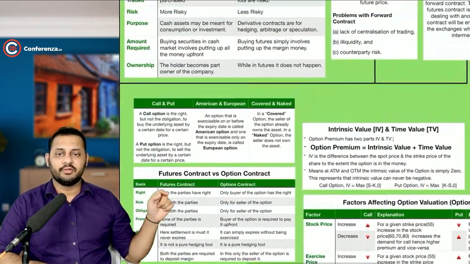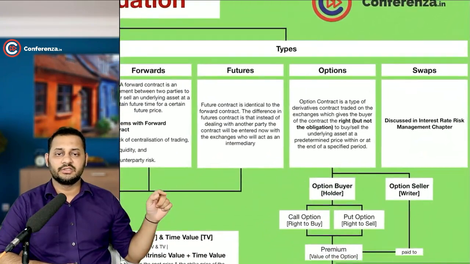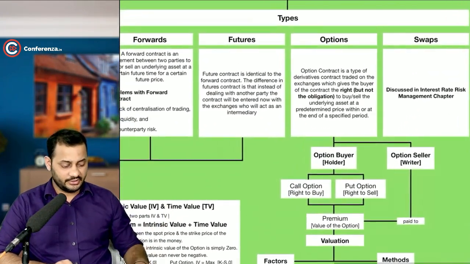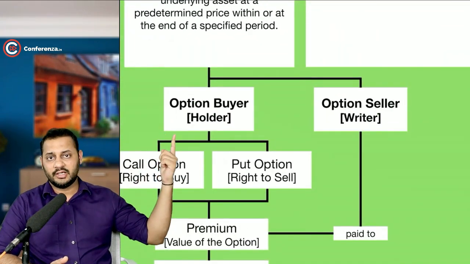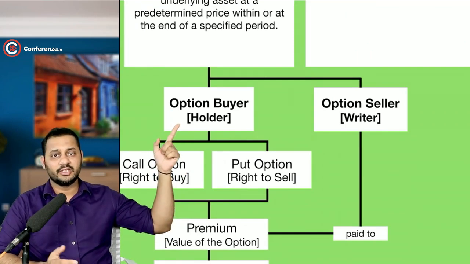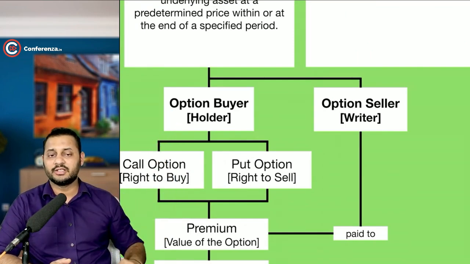Okay, that you can read by yourself. Then we started the discussion on the options contract. See, an option can be bought and sold. The buyer of the option is called the holder of the option. The seller of the option is called the writer of the option.